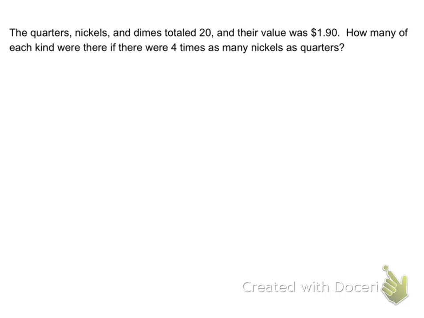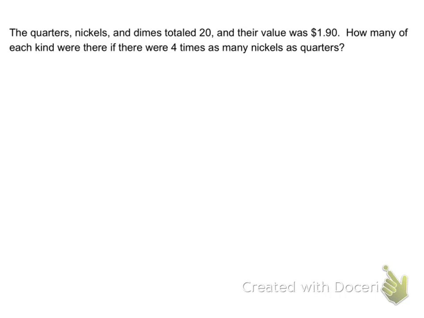So again, this problem, guys, talks about money. We have 20 coins total made up of quarters, nickels, and dimes. Their value is $1.90. That's not enough. We need one more piece of information, because it's asking how many of each do I have if there are 4 times as many nickels as quarters. Now we have a complete set of information.